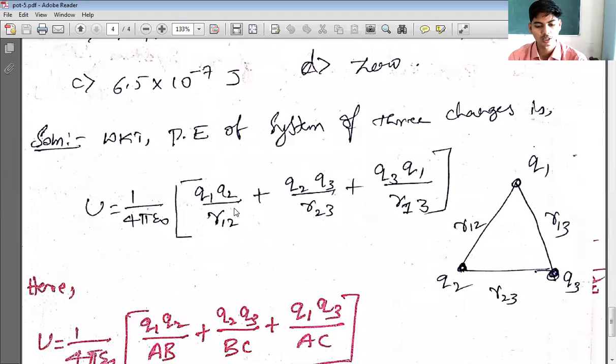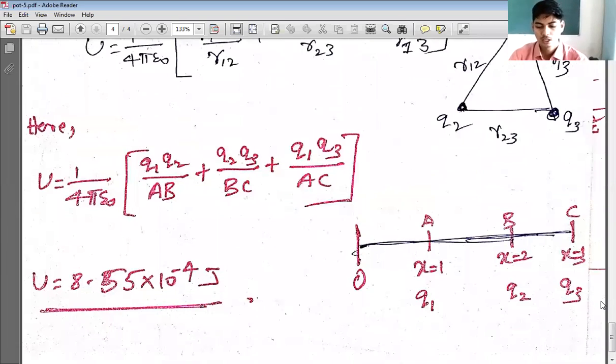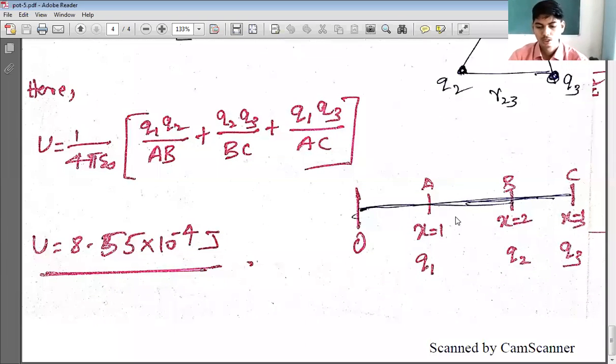R12 is the distance between Q1 and Q2. R23 is the distance between Q2 and Q3. R13 is the distance between Q1 and Q3. Here I have shown the representation of three charges on a straight line. This is the origin. From the origin, the first charge Q1 is at a distance of 1 centimeter. The second charge Q2 is at 2 centimeter from the origin. The third charge is at 3 centimeter from the origin.